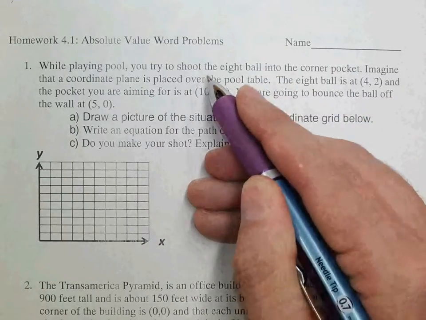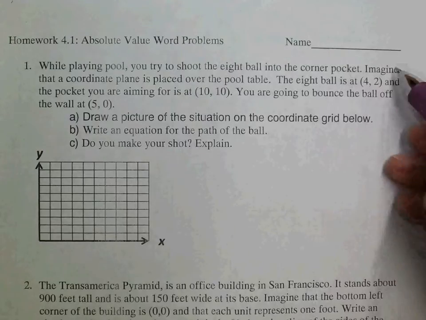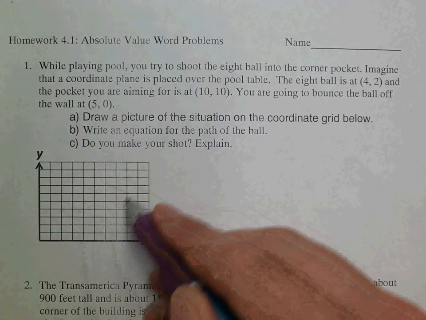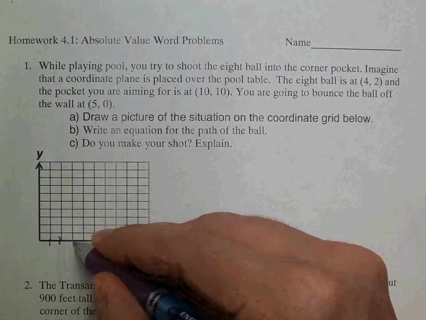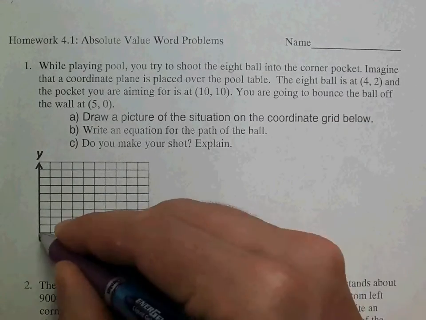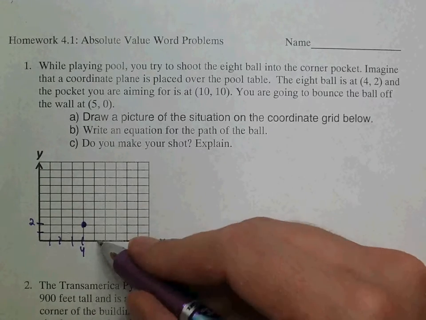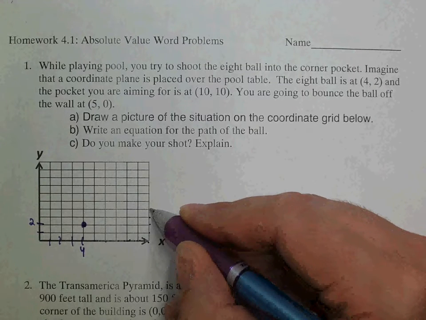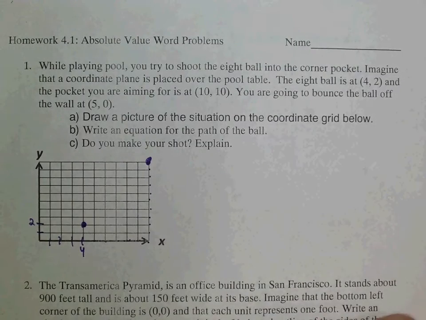It says, while playing pool, you try to shoot the 8 ball into the corner pocket. Imagine that a coordinate plane is placed over the pool table. So here's our pool table. The 8 ball is at the point 4, 2, that's where the ball is, and the pocket you're aiming for is at 10, 10. So 5, 6, 7, 8, 9, 10, 1, 2, 3, 4, 5, 6, 7, 8, 9, 10. So here's the pocket we're trying to get the pool ball in.